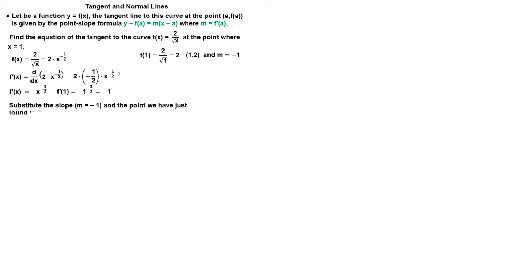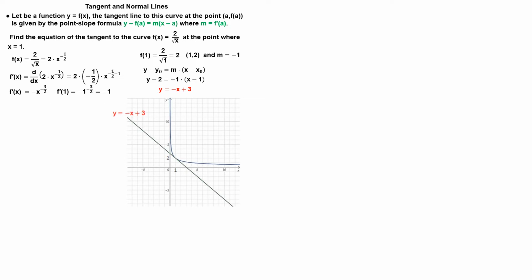Substitute the slope and the point we have just found on the curve into the point-slope formula to obtain the tangent line equation. This is the equation for the tangent line. Finally, check with the graph to see if your answer is reasonable.